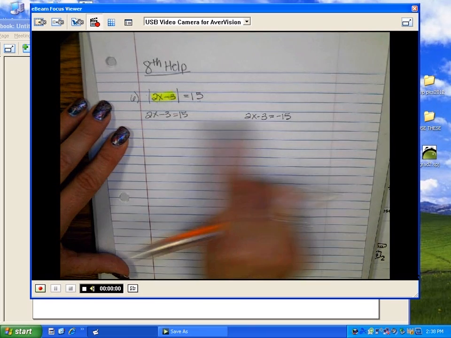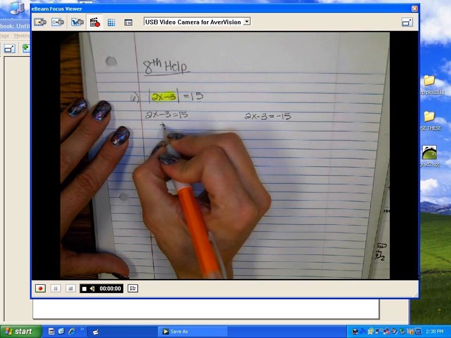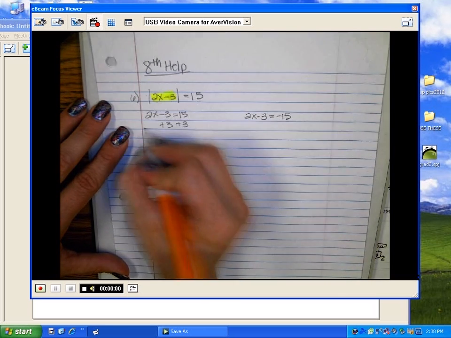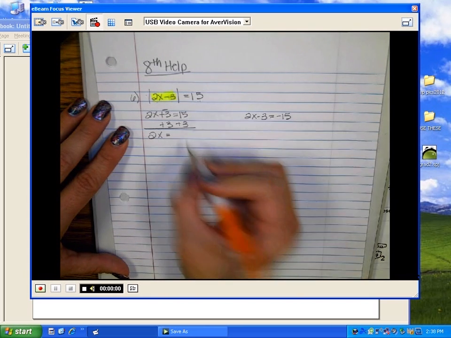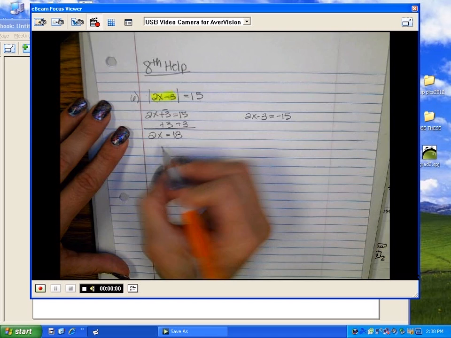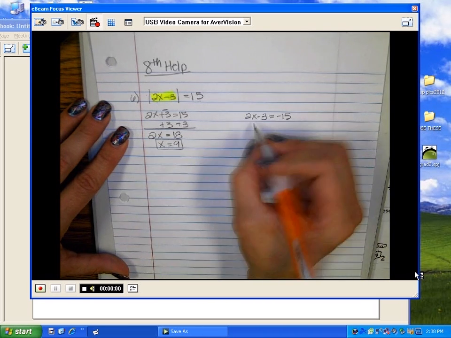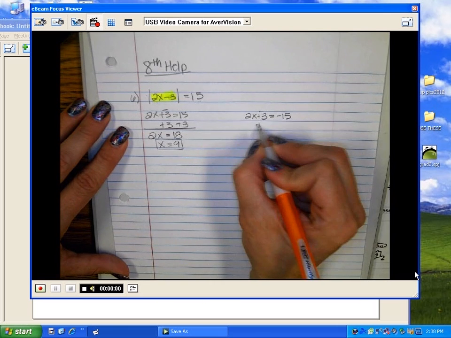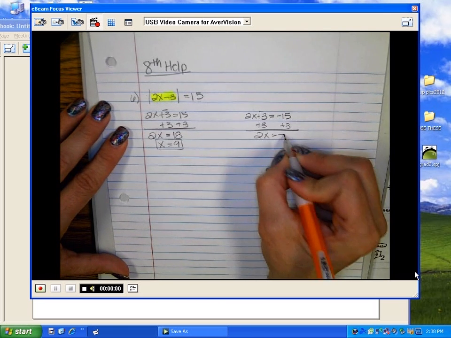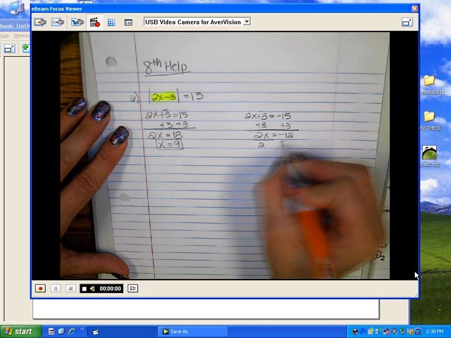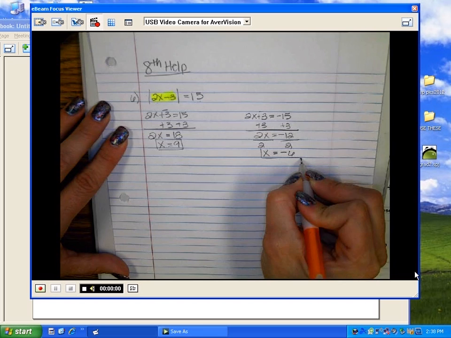So now I have my two equations, one set to the positive, one set to the negative, and I'm going to solve them. I'm just going to solve for x just like I always do. And I end up with 2x equals 18, or x equals 9. So this would be one answer. And then I'm going to do it to the other side. And I get 2x equals negative 12, and when I divide by 2, I end up with x equals negative 6. There's my other answer, okay?